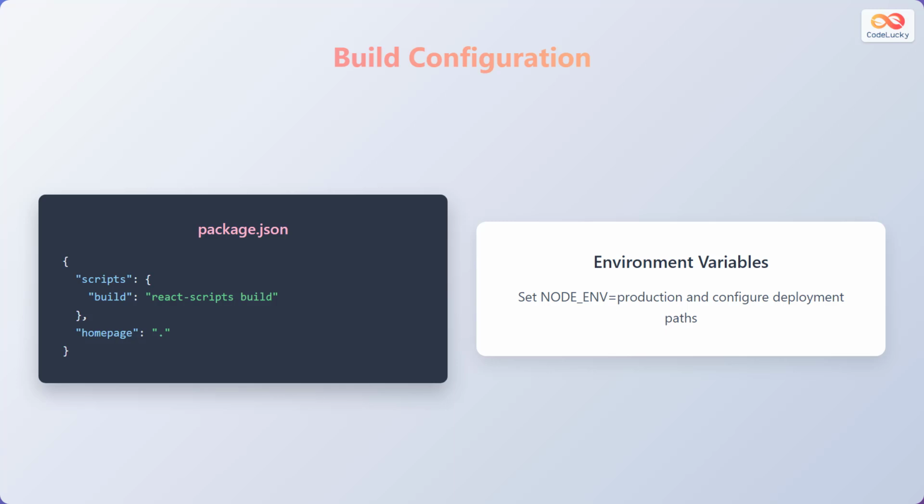The build process is configured primarily within package.json. In the scripts section, the build script is set to react-scripts build. Additionally, the homepage property is set to a dot. Set NODE_ENV to production and configure deployment paths.